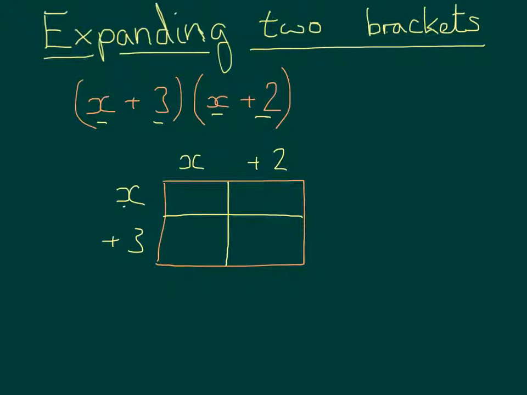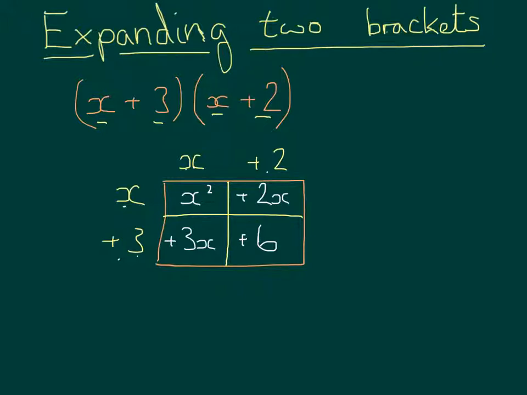So here I've got x times x, which will give me x squared. If I move across, I've got 2 times x, and so that's going to give me plus 2x. Let's keep going. And x times a plus 3 is plus 3x, and a plus 3 times a plus 2 is plus 6.